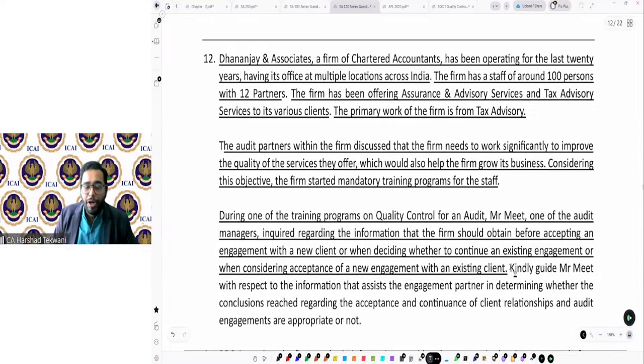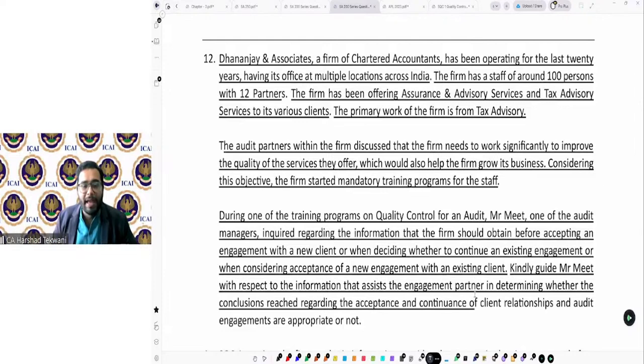Okay, so what you need to do is kindly guide Mr. Meath with respect to the information that assists the engagement partner in determining whether the conclusion reached regarding the acceptance and continuance of the client relationship and the audit engagement are appropriate or not. So you need to guide Mr. Meath with respect to information that assists the engagement partner.